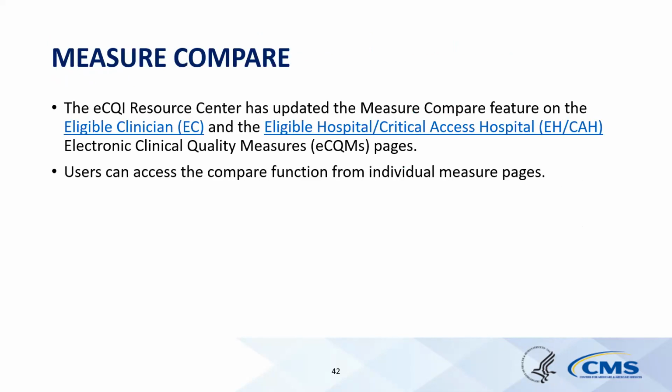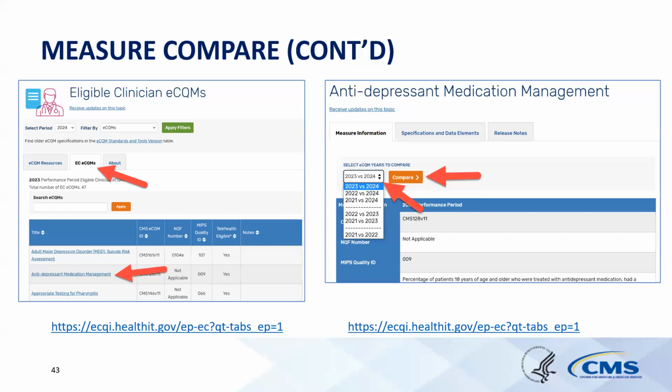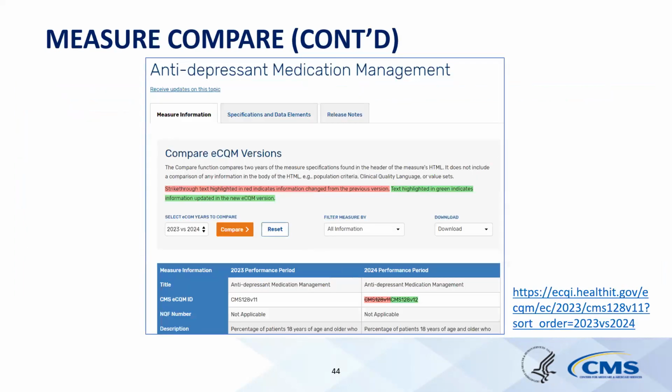All right, the next slide. CMS has updated the eCQM compare feature on the eCQI Resource Center. This feature is accessed on the individual eCQM pages and contains many of the fields in the measure header. Next slide. An end user would select an electronic clinical quality measure, and then once you're on that eCQM page, you have the ability to sort a given reporting year and compare against another reporting year. Next slide. The changes for the selected years are highlighted with red indicating items that have been removed and green items that have been added.